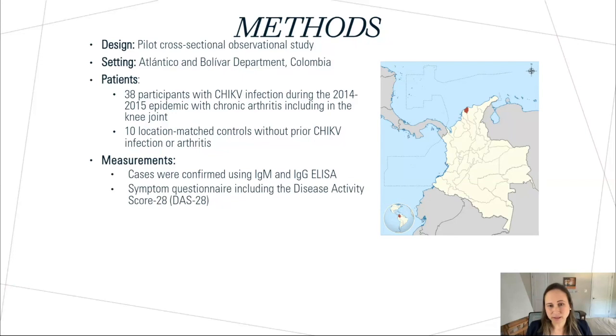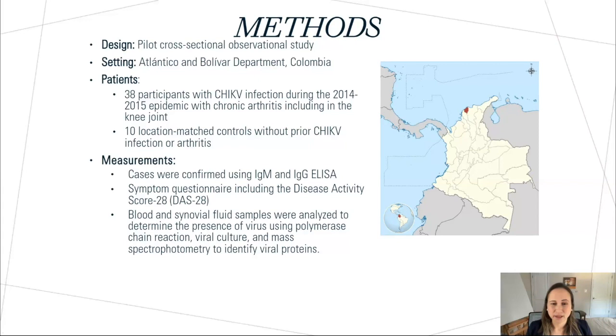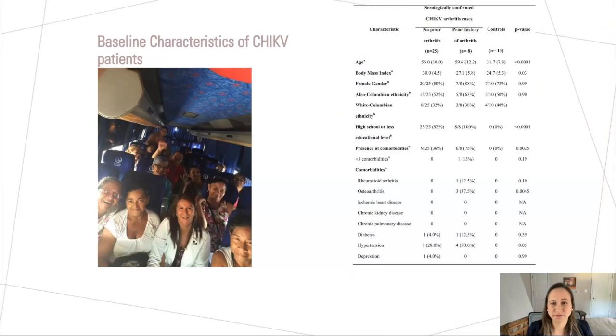We also did an arthritis disease activity score, as well as collecting blood and synovial fluid samples in order to analyze them for PCR, viral culture, and mass spectrophotometry to identify viral proteins. Here's a picture of our cohort.